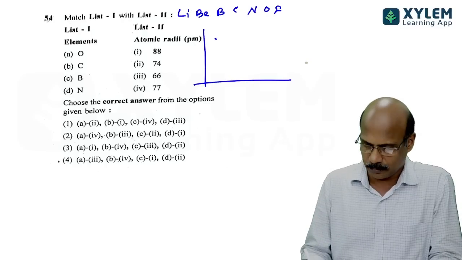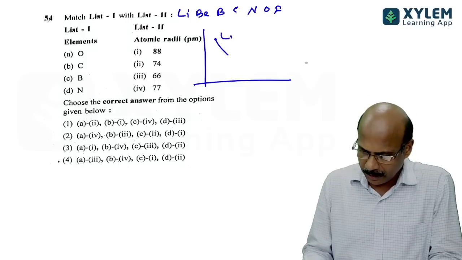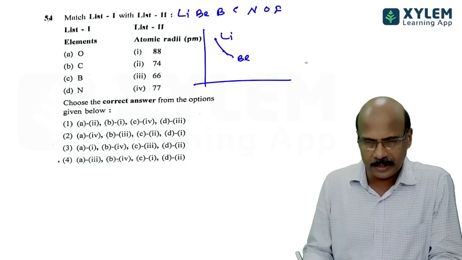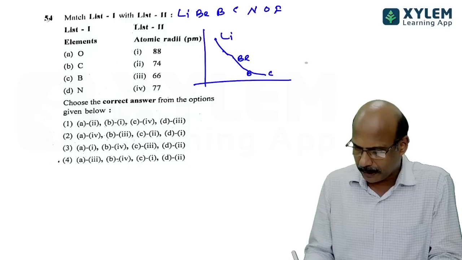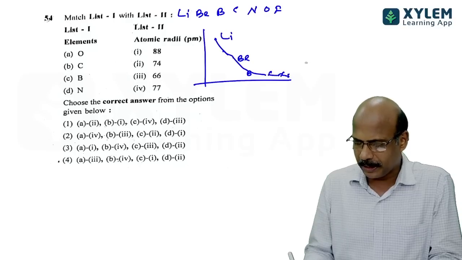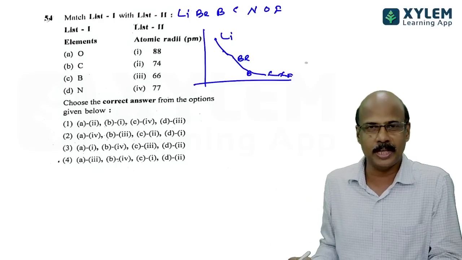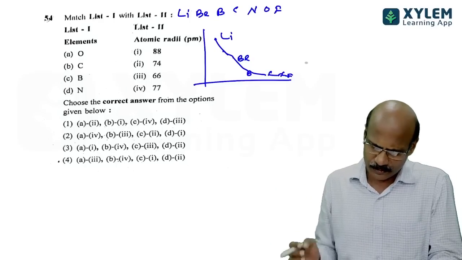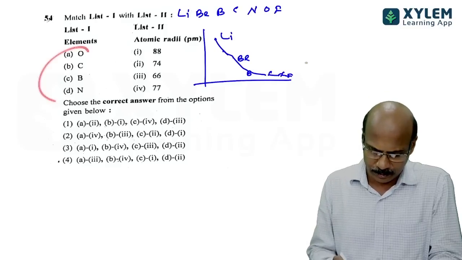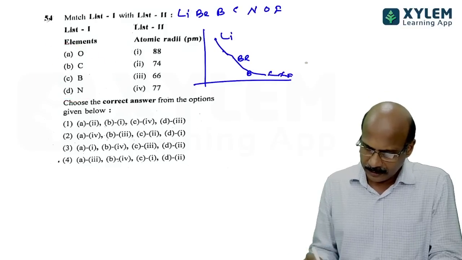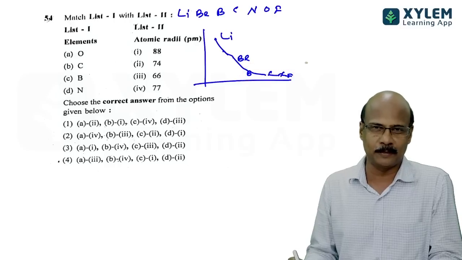Lithium is the highest one, has the greatest atomic radius. Then comes beryllium. From lithium to beryllium there is a remarkable decrease. Then comes boron. Then comes carbon. You know that along the period atomic radius decreases due to increase in nuclear charge. So the greatest goes to lithium, but among them lithium is not given. So among the given species, boron and carbon, the highest is expected for boron.